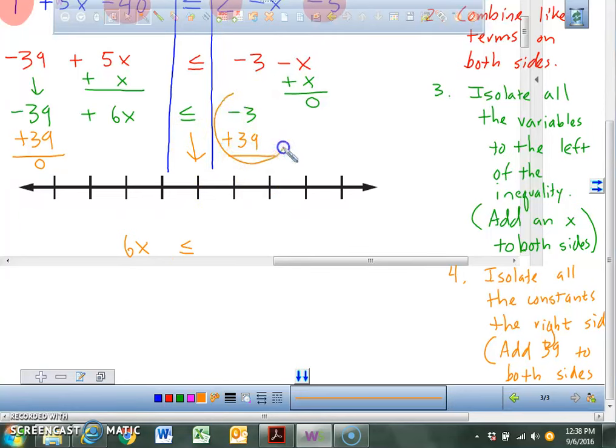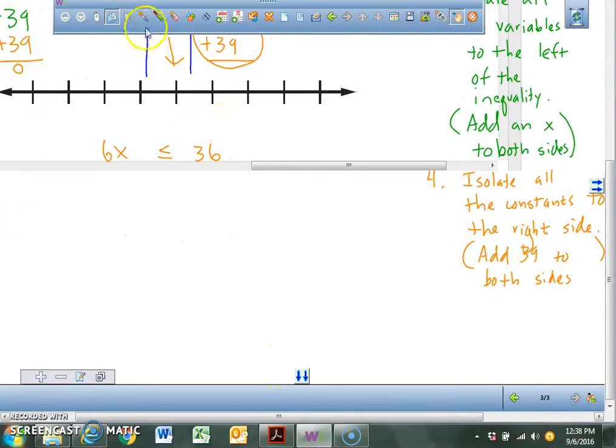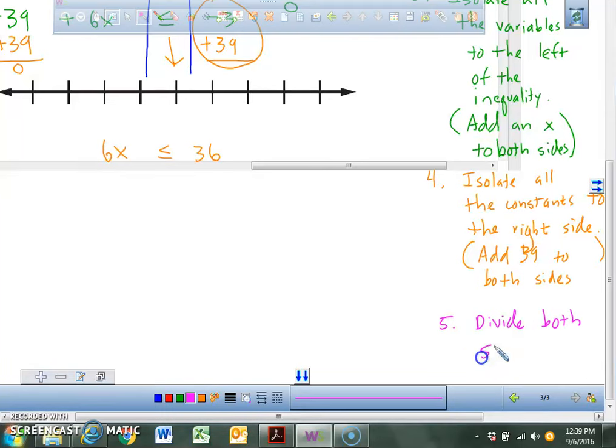Now when we combine these right here, what do we get? 36. Very good. And finally, we're down to the final step. What is going to be the very final step? Divide. Divide both sides by the number in front of the variable, which is 6. We're going to divide both sides by 6, and x is less than or equal to 6.